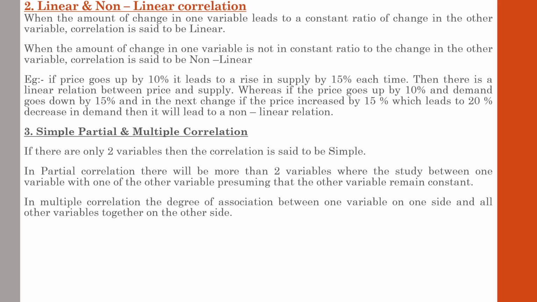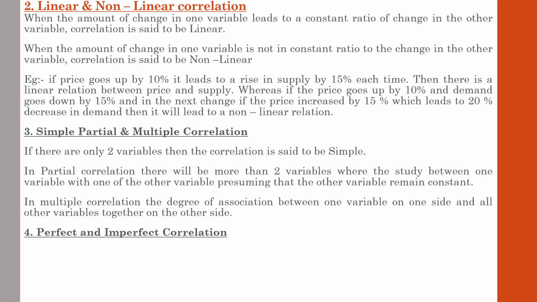In multiple correlation, we study the degree of association between one variable on one side and all the other variables together on the other side. In simple words, it means studying the relation between each of the variables. With the same example, the relation of yield with rainfall and temperature: if these three variables are studied together, then this is known as multiple correlation.